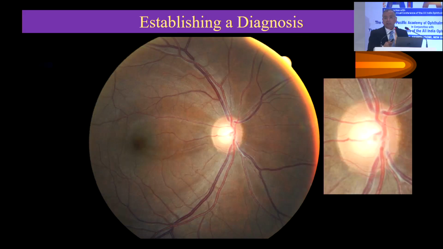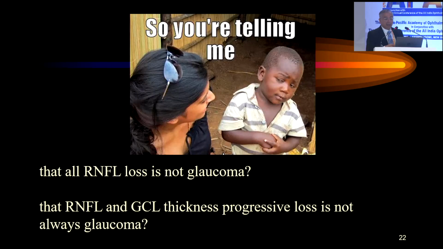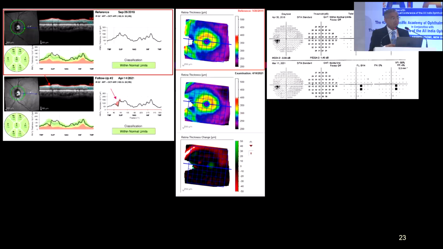We all thought, at least I thought, when you see a nerve fiber layer defect, when you see a ganglion cell loss, when you see a field defect, it's glaucoma. Well, it may not be, because as you can see with this patient with multiple nerve fiber layer defects, look at the cup. The cup is hardly there. There is no cupping. Why? Because all these nerve fiber layer defects were caused by cotton wool spots, which were never detected. So we are telling you that all RNFL loss is not glaucoma.